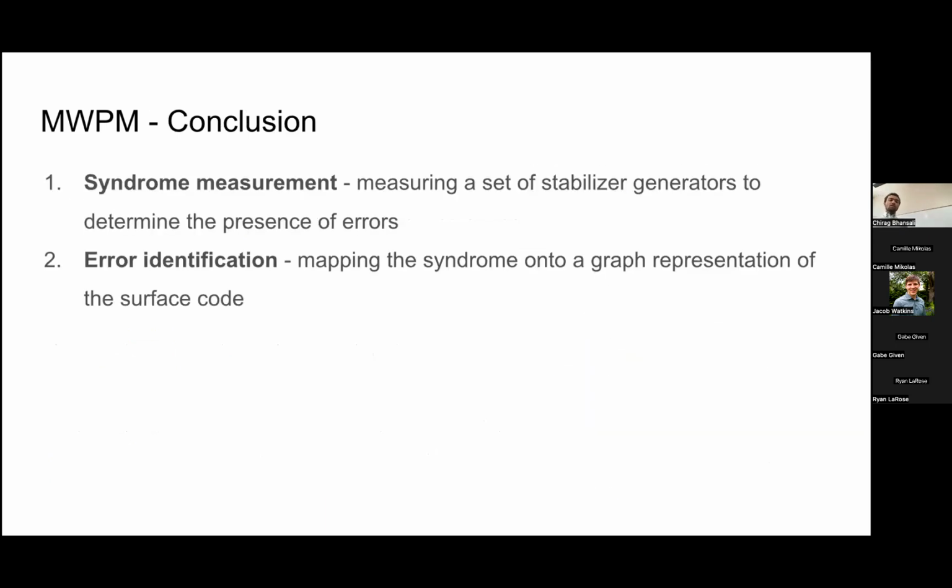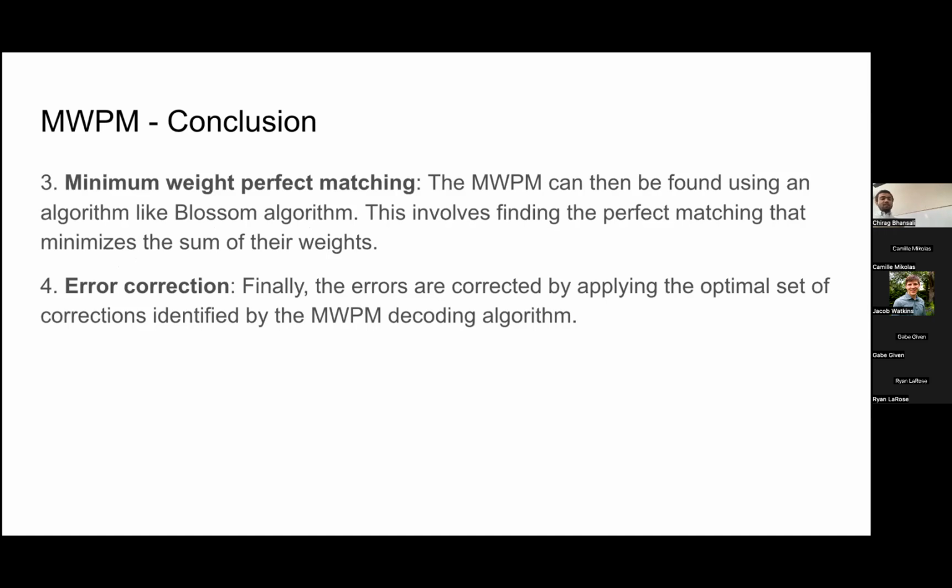So to conclude, I'll briefly explain again how it's working. First we measure the syndrome using a set of stabilizer generators and determine the presence of errors. Then we identify the errors by mapping the syndrome onto a graph of the surface code. Then we use an algorithm like the Blossom algorithm to find the perfect matching that minimizes the sum of the weights of the edges. Since we get an error correction operator, we can use it to find the originally encoded information. Any questions about MWPM so far?